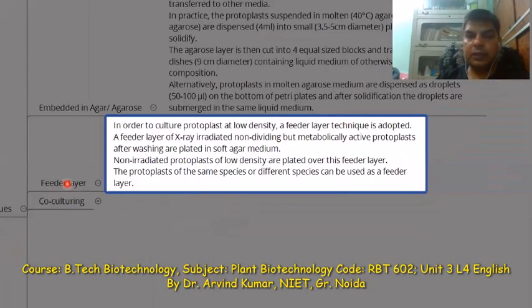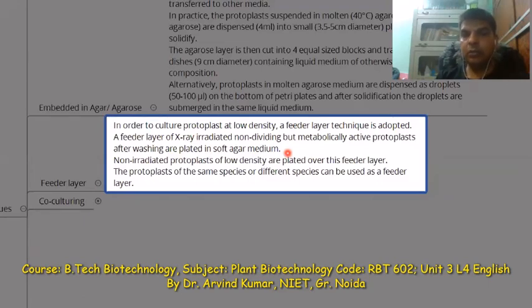Then is the feeder layer culture. In order to culture protoplasts at lower density, remember that if we have a very low density of protoplasts initially at the isolation stage, then this method is preferred. So the feeder layer technique is adopted. A feeder layer of X-ray irradiated, non-dividing but mitotically active protoplasts after washing is created in soft agar medium. Now here you can also note down that we are also using these protoplasts in order to produce certain mutants.